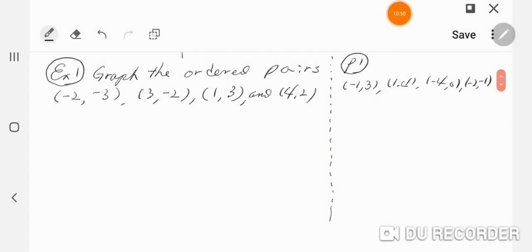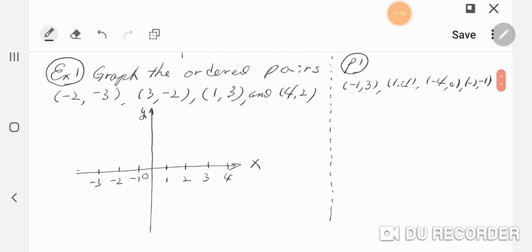Okay, exercise number 1. Graph the ordered pairs. So there are 1, 2, 3, 4 points given. We want to graph these points. Graph means plot these points. So first we need to draw a horizontal line, which is the x-axis, and a vertical line, the y-axis. Okay, the center is 0. As you go right, it is 1, 2, 3, 4. As you go left, -1, -2, -3. Up is 1, 2, 3. Down is -1, -2, -3. Okay, so let's use a different color.